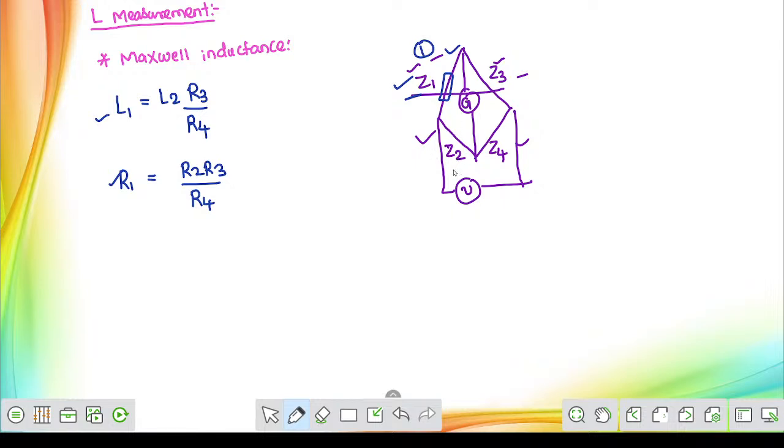They will be giving you the data about Z2, Z4, Z3. You will have to calculate the value of inductance and resistance in the first bridge in the Maxwell inductance bridge method. Now, let us discuss the second method.